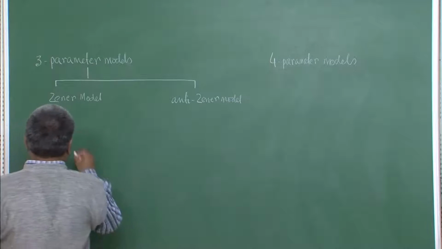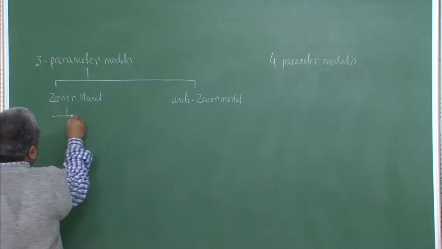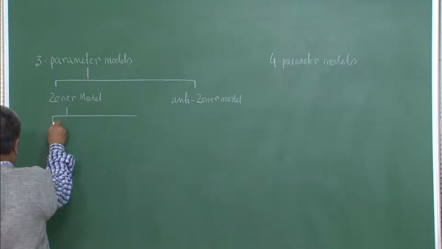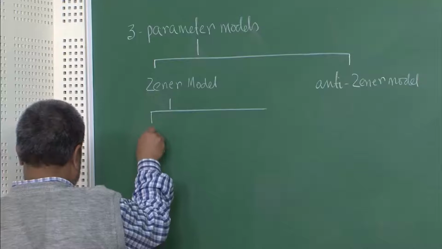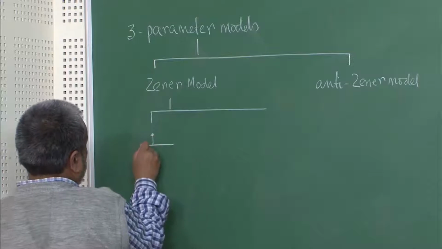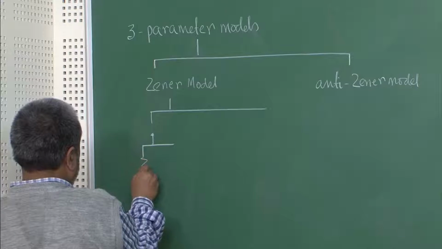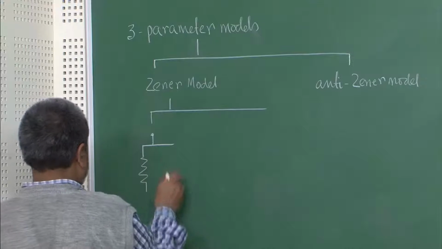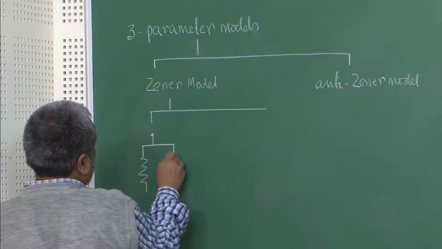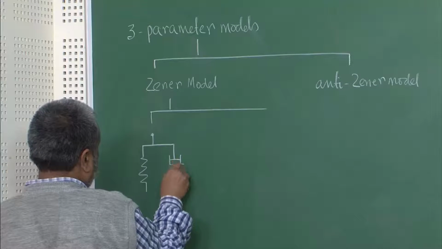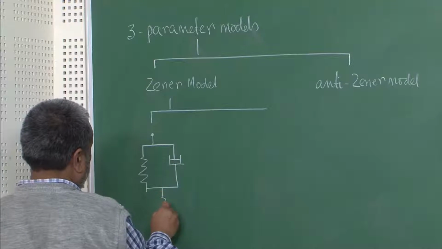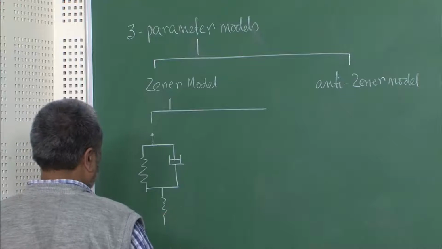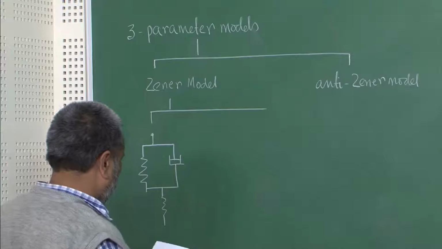A Zener model would look something like this. There are two types of Zener models. One would look symbolically as three elements we have to have, right. So, we have a spring, and we have a damper followed by a spring. So, this is one variation of a Zener model.